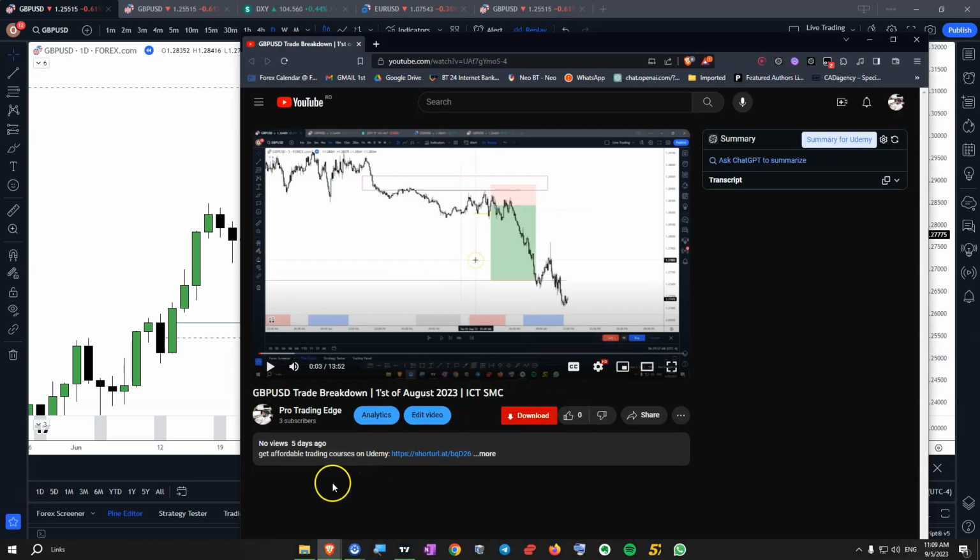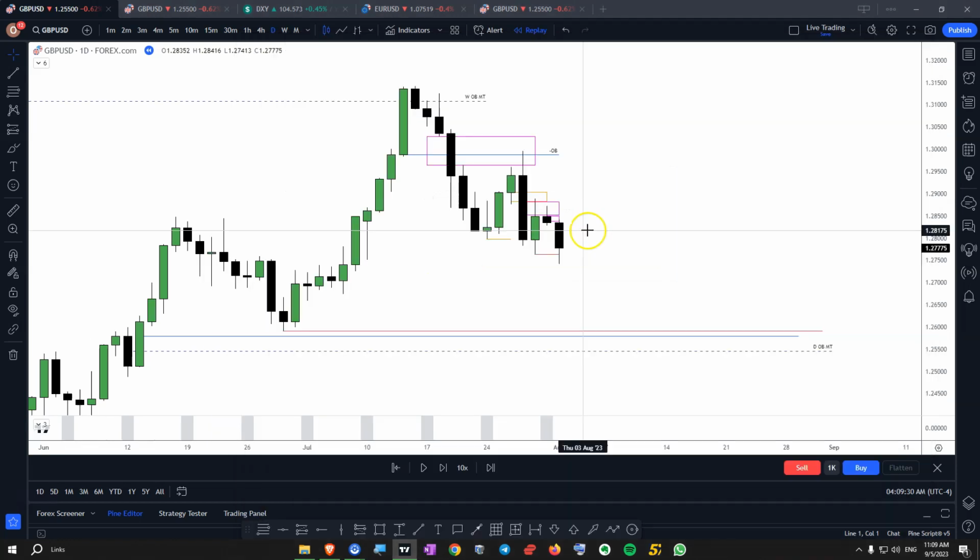In the last video we did a breakdown for this GBP USD trade from 1st of August 2023, and on the 1st of August GU attacked the sell side liquidity and then had a retracement here. So now we will go forward and I'm going to show you the trade that I have the day after it.